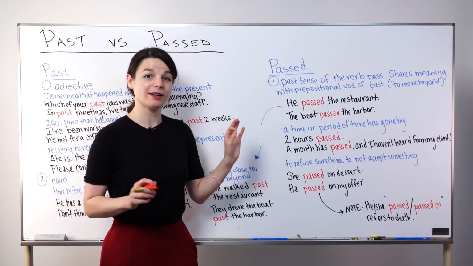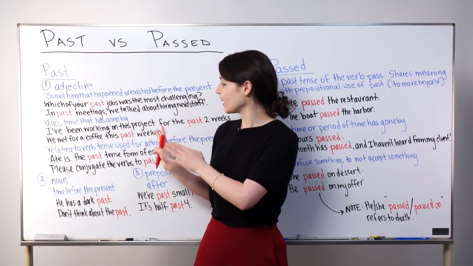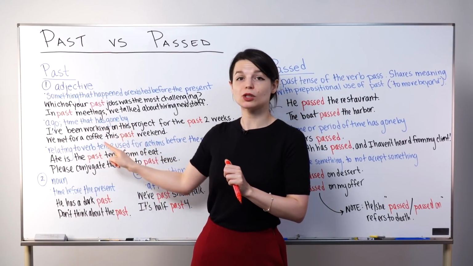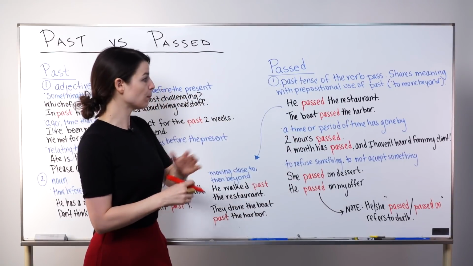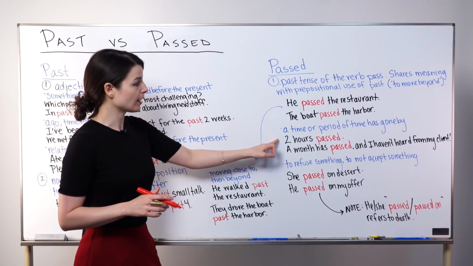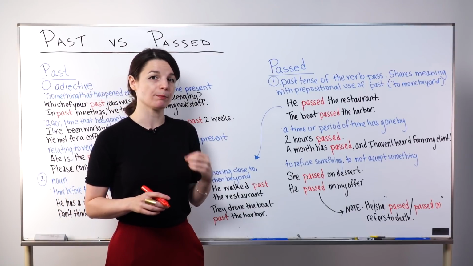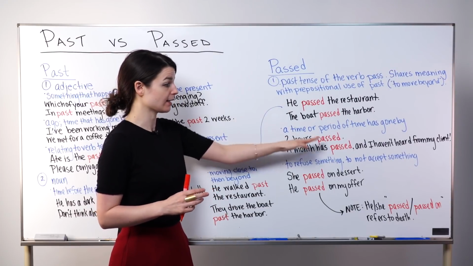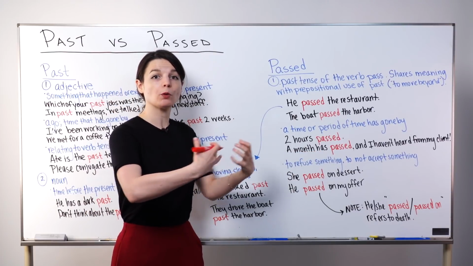Now, let's move on to another point. This is related to time. So when I talked about P-A-S-T, I talked a bit about how we use it to express time that has gone by. We have a P-A-S-S-E-D form as well. So, for example, 2 hours passed. Here, it's being used as a verb. Again, this is the past tense of the verb pass. So 2 hours passed, that means 2 hours went by.